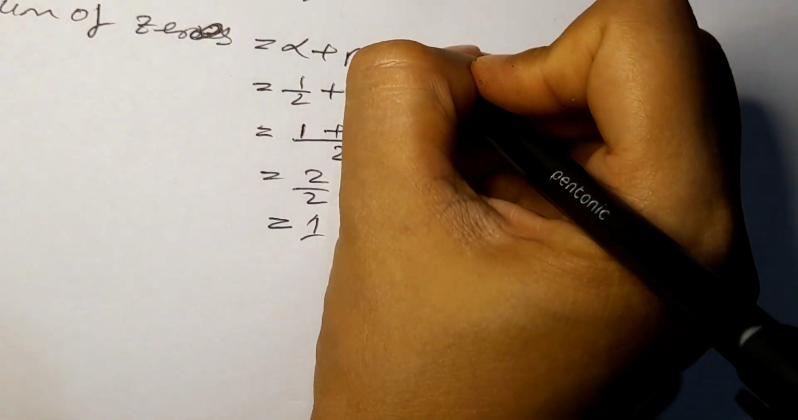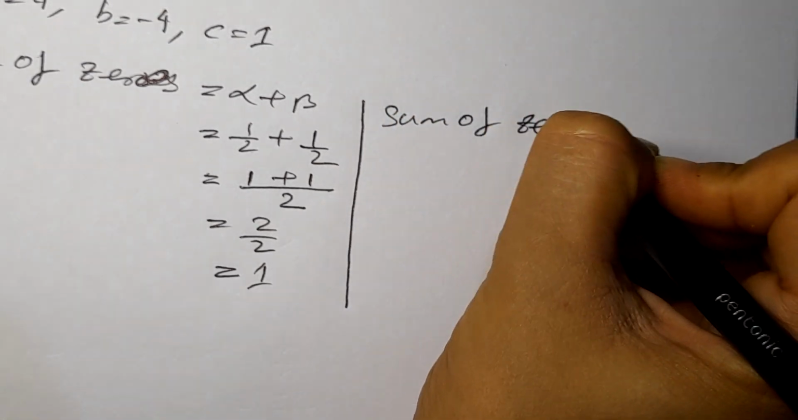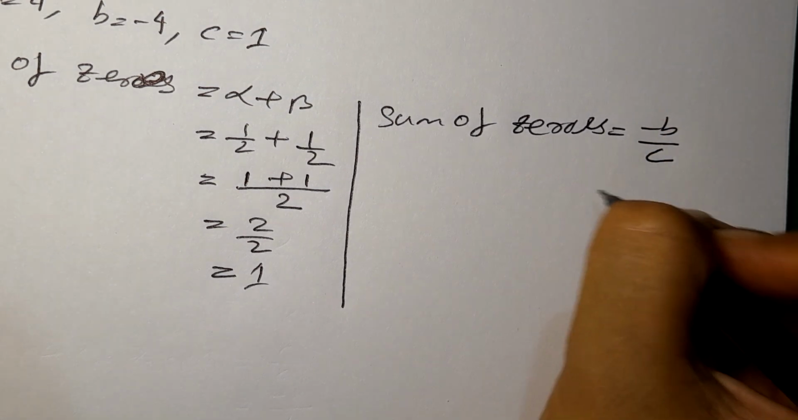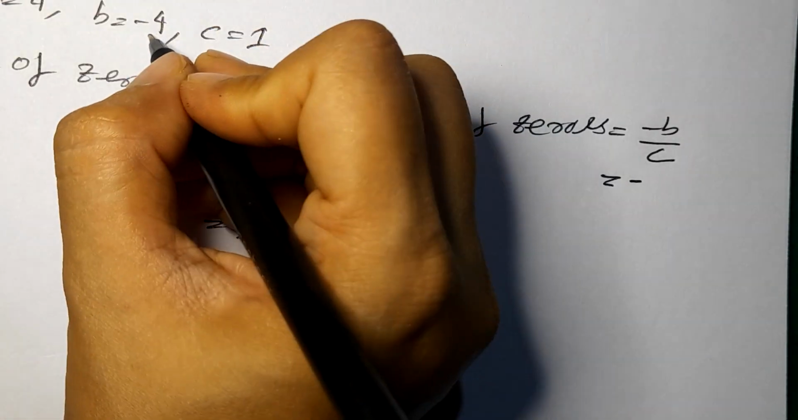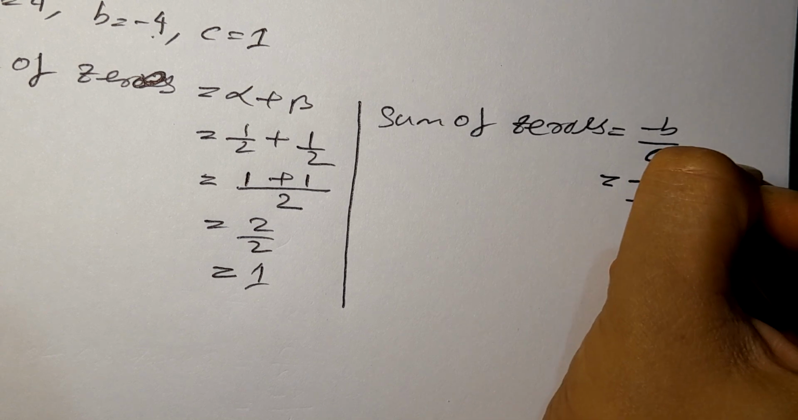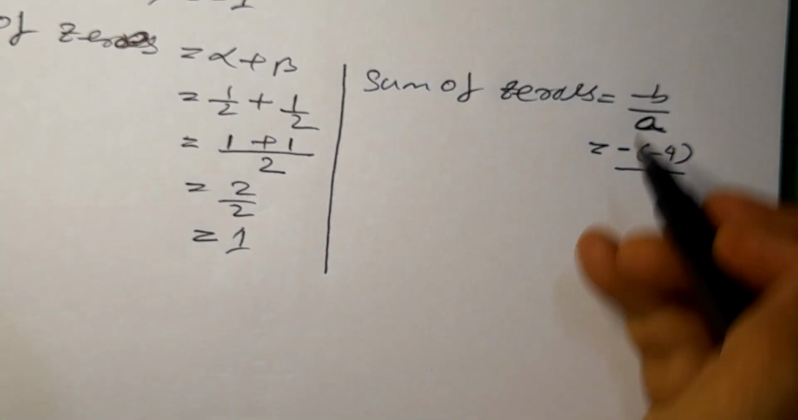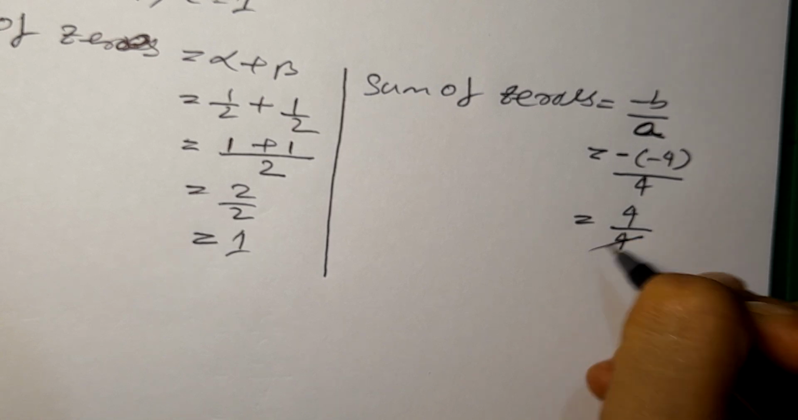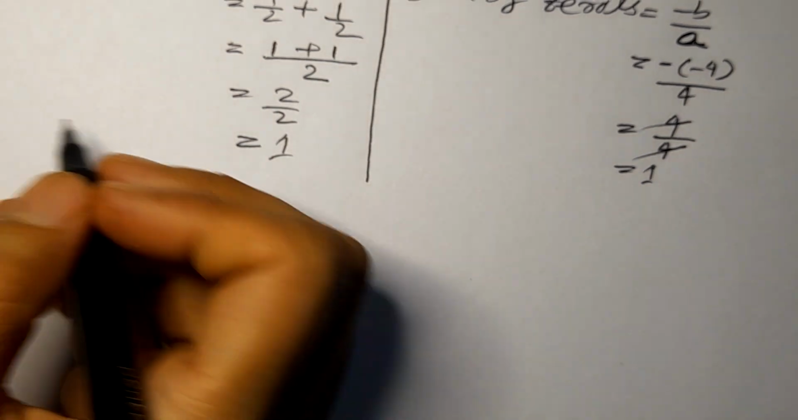Now sum of zeros by formula. Sum of zeros, how much? That is minus b by a. What is the value of b? Minus 4. This minus is from the formula, value of b is minus 4. So minus, in bracket, minus 4, divided by a. What is the value of a? Value of a is 4. Minus into minus plus. 4 divided by 4, 1. So we got here also 1, here also 1. So it's verified. Now for the product of zeros.